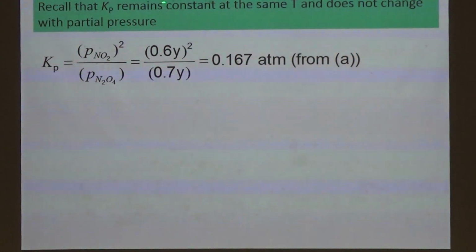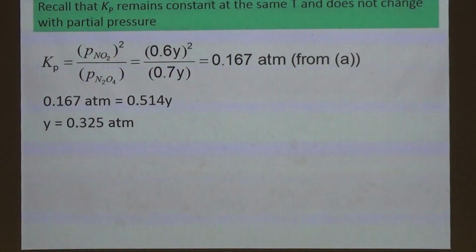Kp remains constant at the same temperature and does not change with partial pressure. So you substitute your two values into the Kp expression. This must be equal to 0.167 atm, which you calculated from part A. So now you solve for y. Y is equal to 0.325 atm.